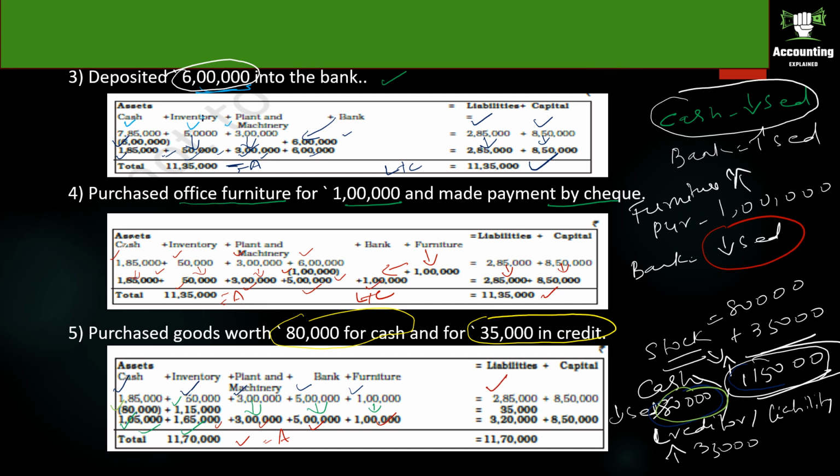Then liabilities from the previous transaction is 2,85,000. Out of that, what did we do? We have to pay for stock for rupees 35,000. Creditor or liability, see here. So your liability has to be increased by 35,000. Now your new liability becomes 3,20,000 and your capital remains the same, 8,50,000. So the total of liabilities plus capital, it is 11,70,000.